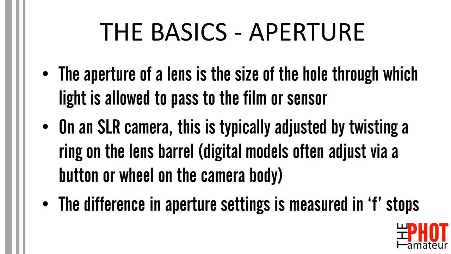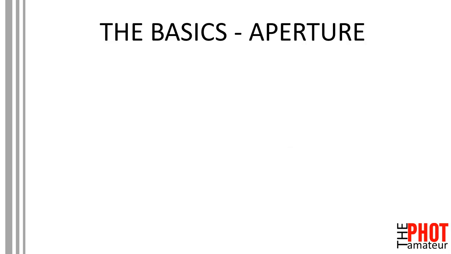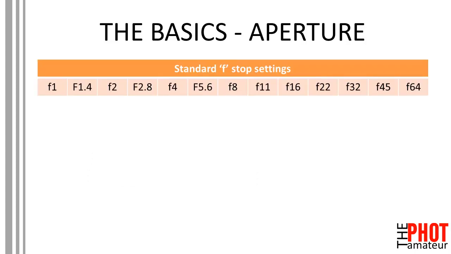Now, the difference in aperture settings, as I've said here, is measured in f-stops. We're going to take a look at these f-stops now. Here's a table of the standard f-stop settings, and you'll see they go from f1, f1.4, f2, f2.8, all the way up to f64 on this table. Now, there's a couple of things here that might take a little bit of getting used to. The first is, again, we have the doubling, or in this case, halving.